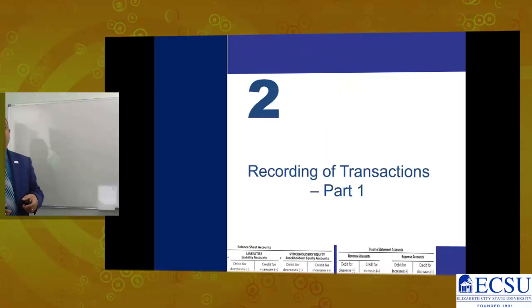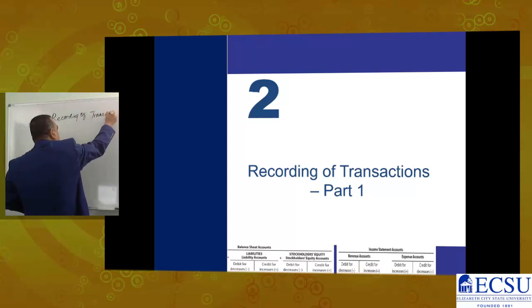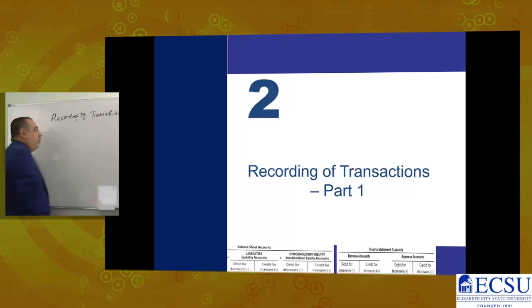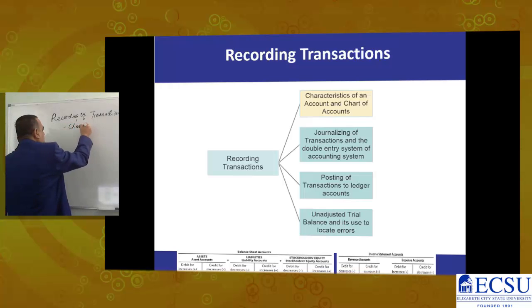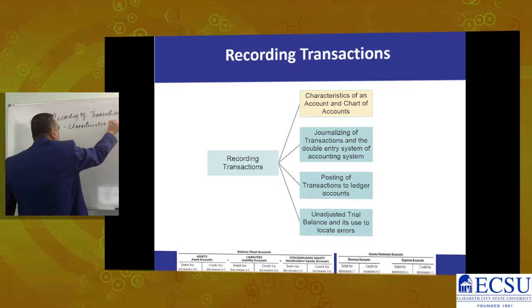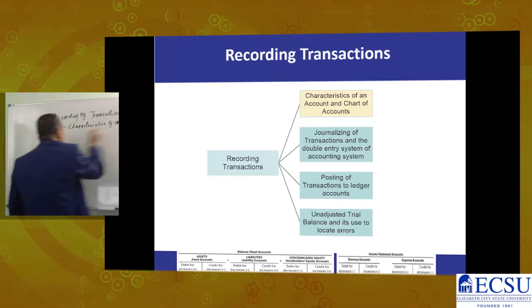Now, in this video, I'm going to talk about the recording of transactions. So that is the topic of discussion, recording of transactions. That's what we are going to talk about. And the first thing will be the characteristics of an account. So what is an account and what are its characteristics? That's number one.